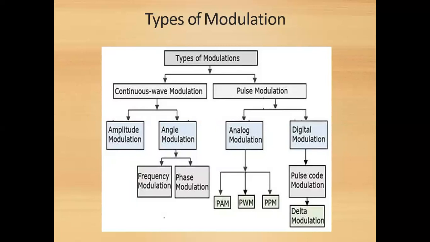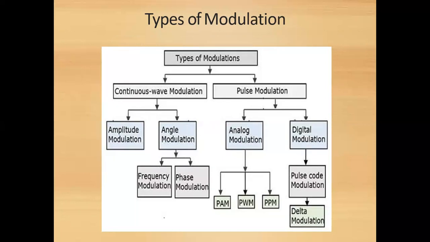Under continuous wave modulation, we will be studying amplitude modulation and angle modulation. Again, angle modulation is a combination of frequency modulation and phase modulation. Angle is measured by the frequency and phase, so it consists of frequency and phase. So, we call frequency modulation and phase modulation combinedly as angle modulation.